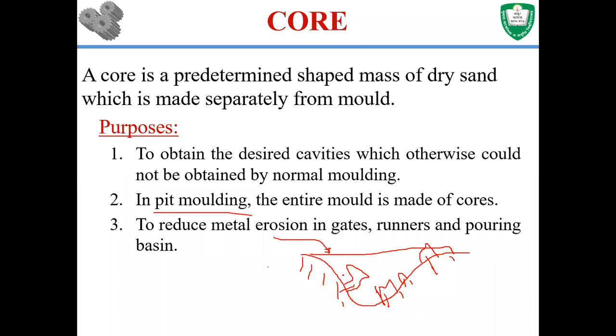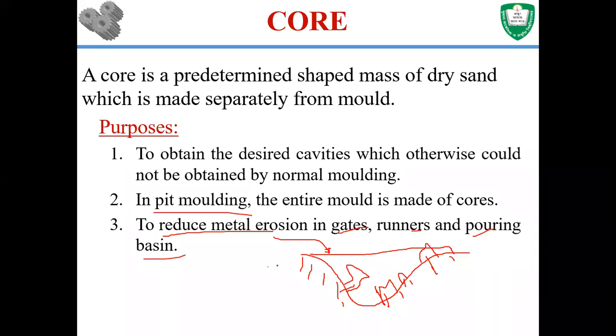And what is the function of the core in here? You don't allow the molten material to get into those regions where you don't want the molten material to go. And the third one is to reduce the metal erosion in gates, runners, and pouring basins.